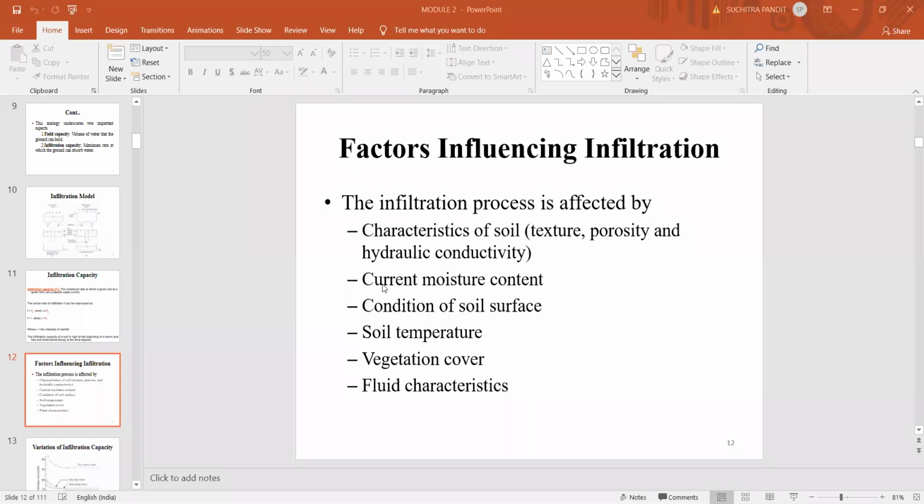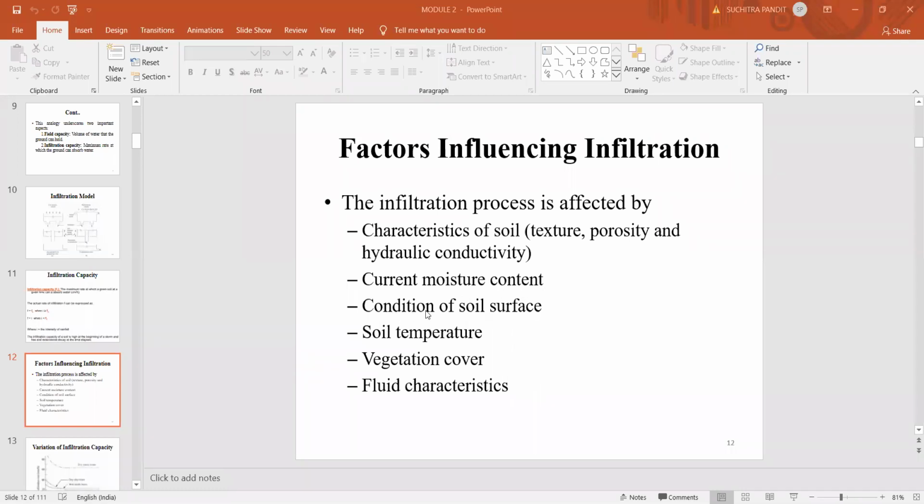Suppose in a given area, a precipitation has occurred for a period of 1 hour. Whatever water enters the ground surface builds up the soil moisture, so the soil moisture level increases. After 1 hour, one more rainfall occurs. Already there is soil moisture because of the antecedent or previous rainfall. Hence, it depends on the current moisture content of the soil whenever a rainfall occurs.